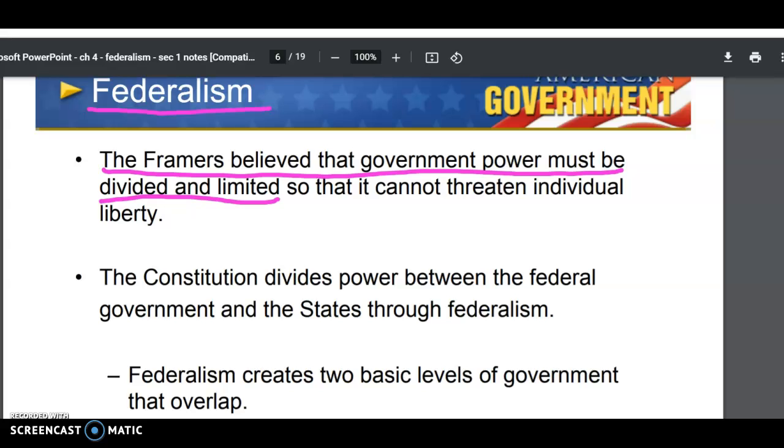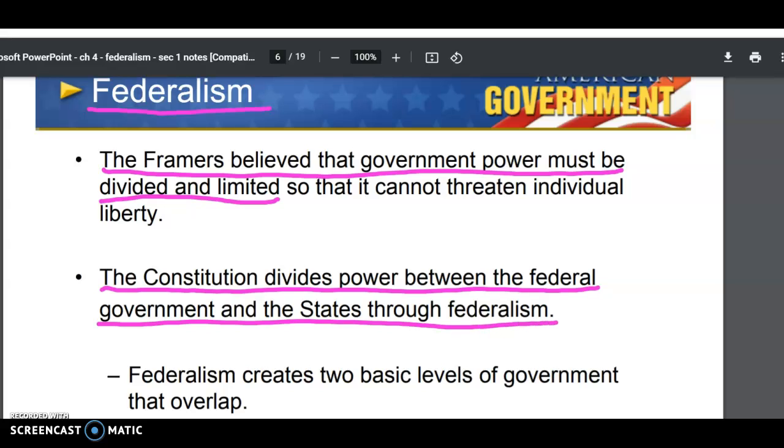The framers believed that government power must be divided and limited so that it cannot threaten individual liberties. The Constitution divides powers between the federal government and the states through federalism. So that's important. Federalism is in the Constitution, and it's how power is divided. It creates two basic levels of government that overlap each other. So overlap is just like there's a circle here, there's a circle here, and this area is where the two circles overlap.